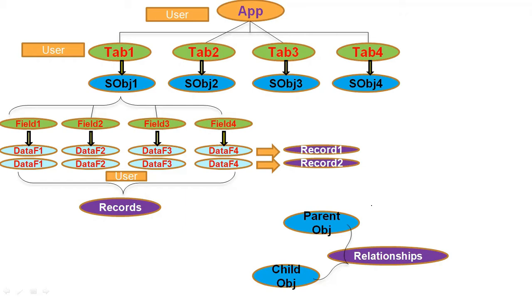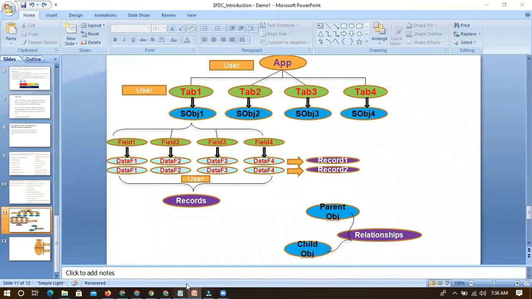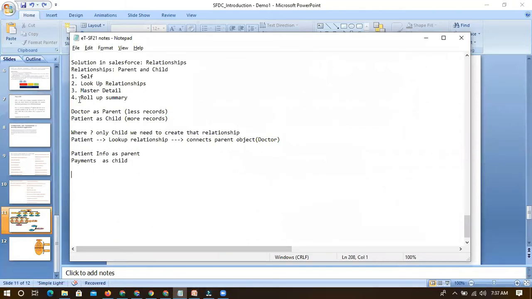So these two are the main relationships, and the types could be different, like self, which can be lookup or master detail, or many to many, which we also have. So that also we will discuss today if possible. Just quickly go to notepad. Yeah, we have seen these relationships.